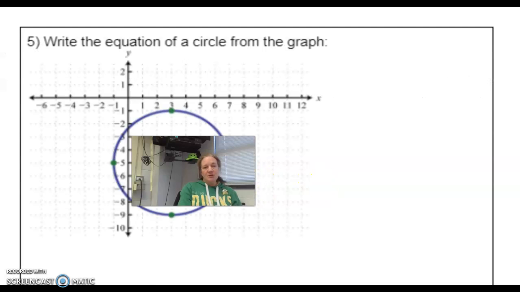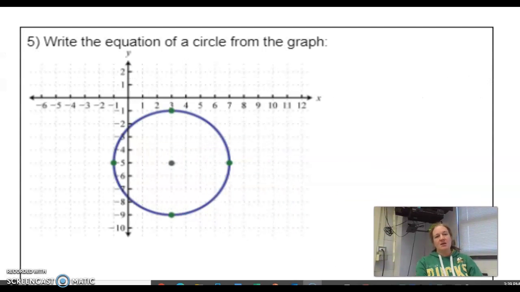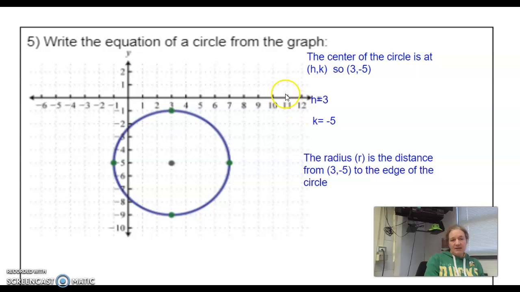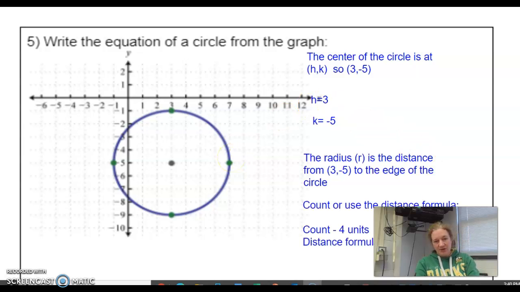Right. So now we're going to look at a graph of a circle, just like I did at the beginning when I introduced this. But now I need to pull from this graph what my center is and what my radius is. In this case, my center is at (3, -5). Look, x is 3 and y is negative 5. So that tells me that h is 3, k is negative 5. And then I need to find my r. Well, I can count 1, 2, 3, 4, or I can calculate it on Desmos.